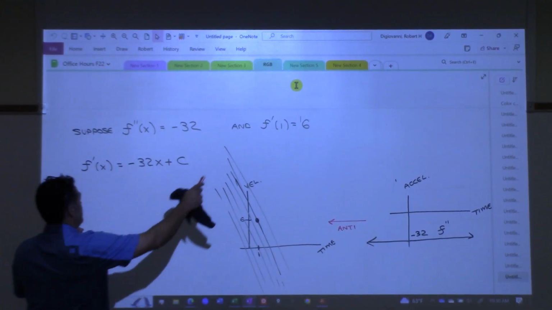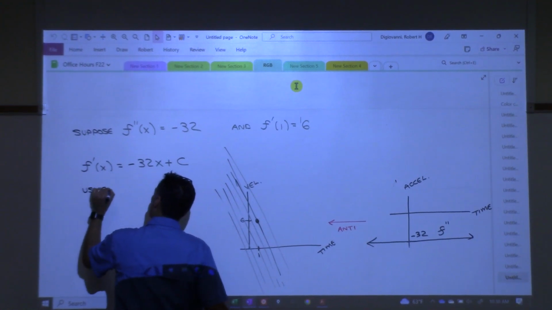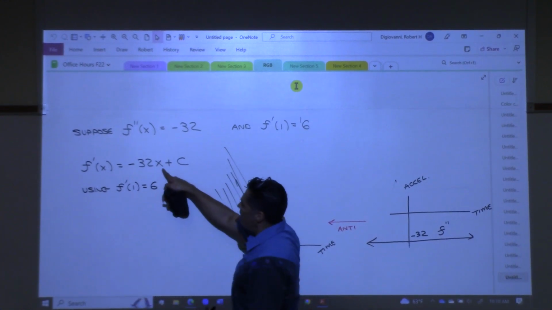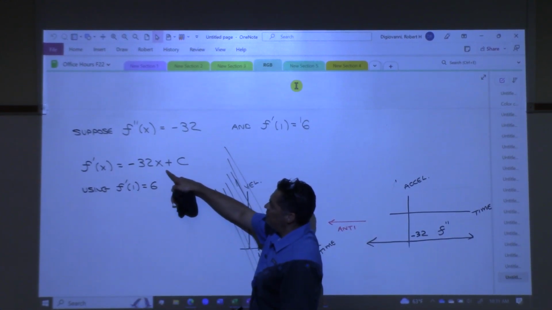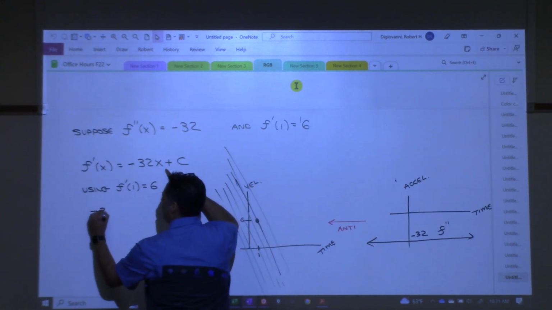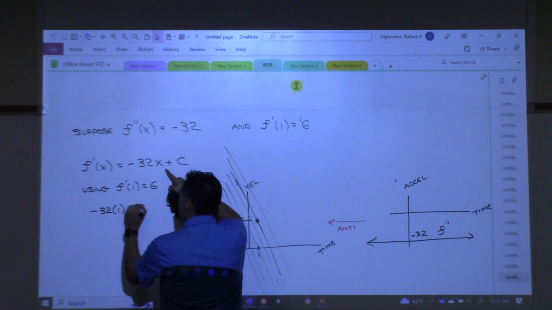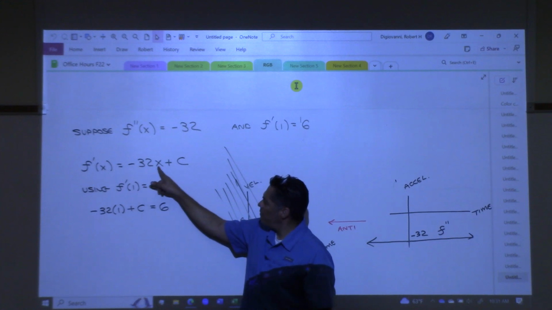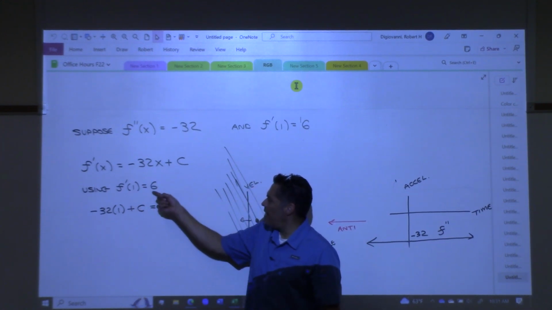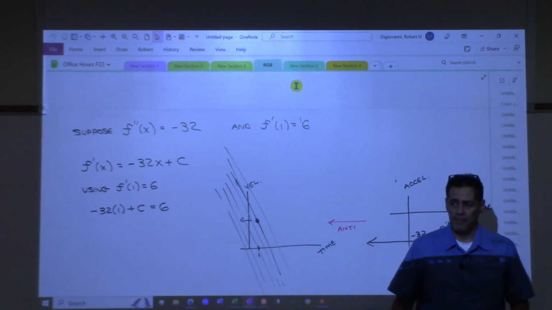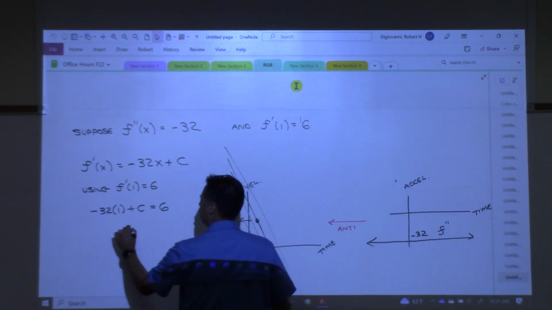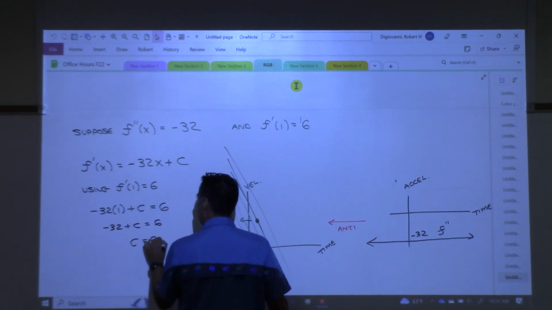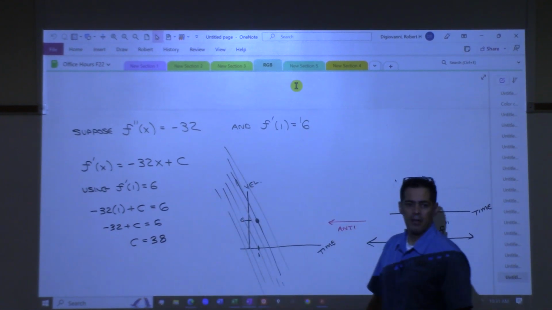So using this information, that f prime of 1 is 6, I know that when I plug what into this, I get 6? 1, right? So let's take that negative 32, let's replace the x with 1, do plus c, and say that must equal 6. See, I'm taking my derivative, I'm replacing 1 for x, and then I leave the c, and then I say, hey, that has to equal 6. And that allows you to solve for c, doesn't it? So what's c? c is 38. Add 32 to both sides. The constant must be 38.